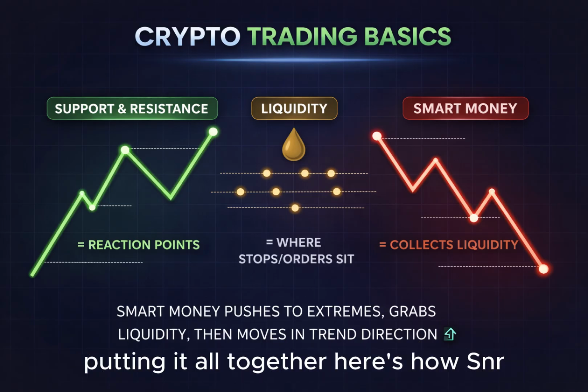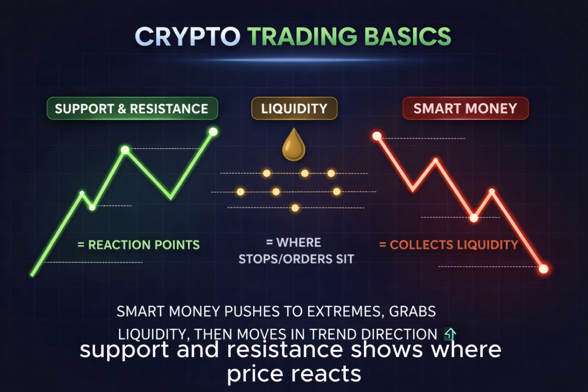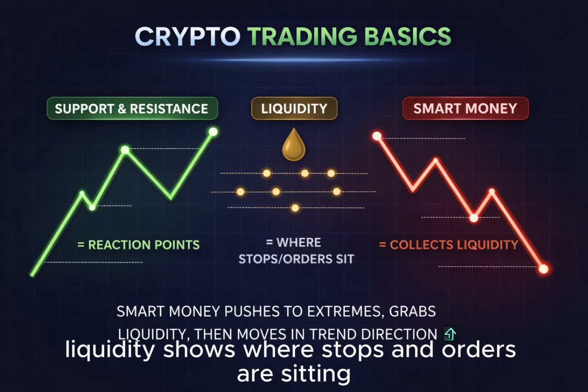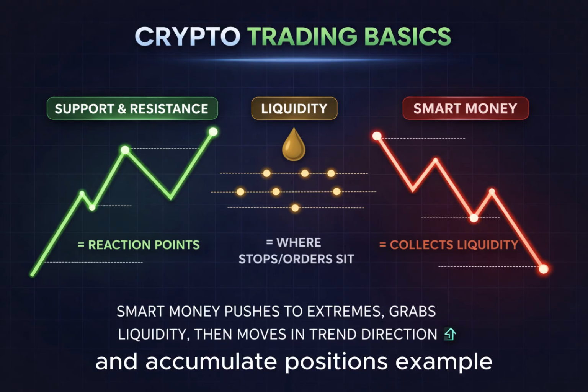4. Putting it all together. Here's how S&R, liquidity, and smart money connect. Support and resistance shows where price reacts. Liquidity shows where stops and orders are sitting. Smart money uses S&R and liquidity to manipulate price and accumulate positions.